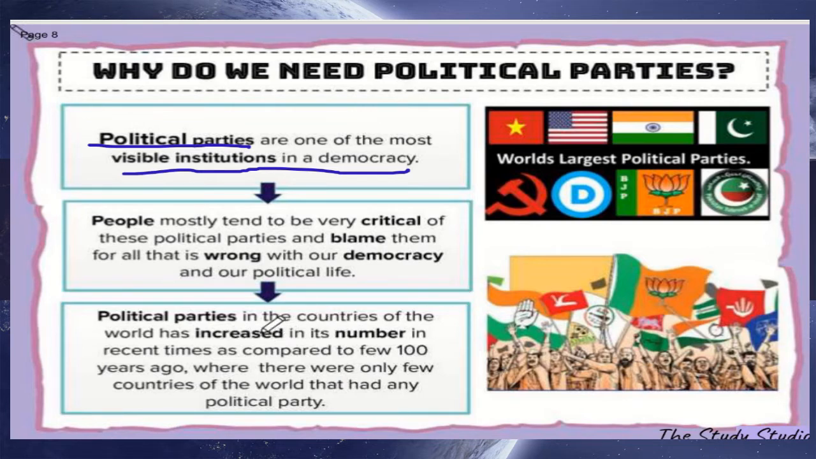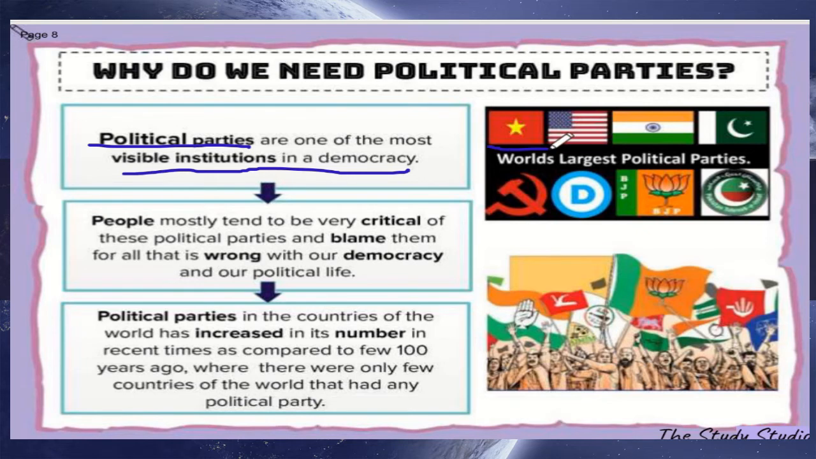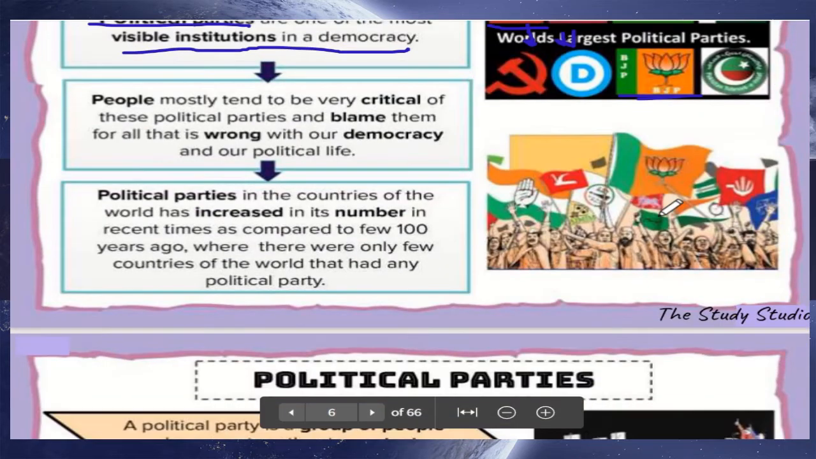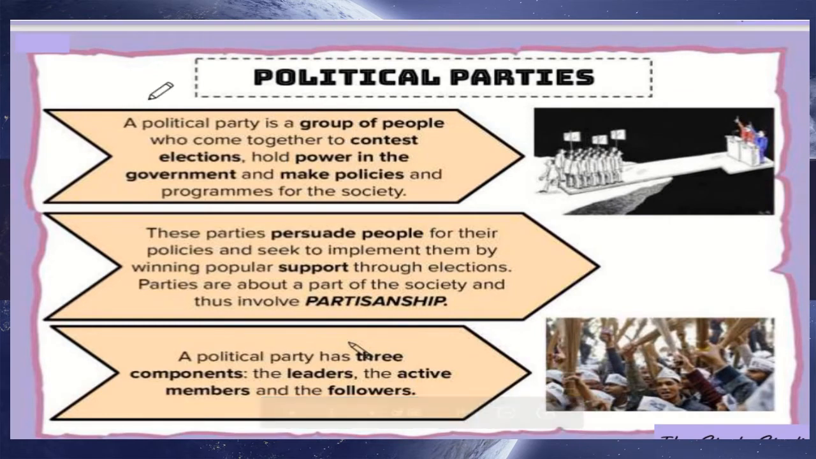Political parties in the countries of the world has increased in its number in the recent times. Okay, here are few political parties with their country, right? BJP and Congress, Bahujan Samaj Party, etc. So what is a political party? It is a group of people which come together to contest elections. They contest elections and hold power in the government and to make policies and programs for the society.